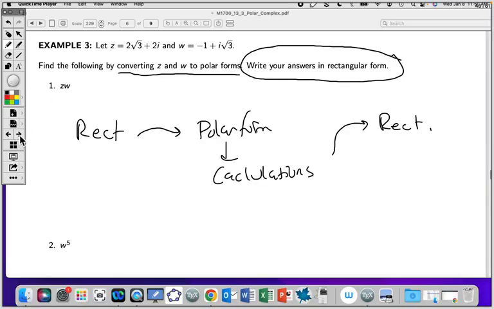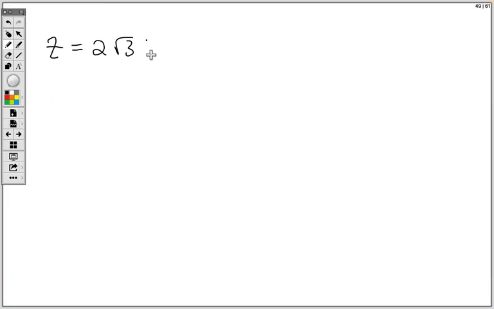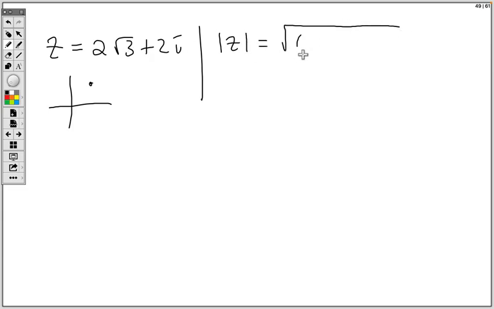So z is 2 radical 3 plus 2i. So I need to get the polar form of it. So first off, we want to plot it. So it's going to be here in quadrant 1. Let's find the modulus of z. That's the r from polar coordinates. So we take the real part squared, the imaginary part squared. 4 times 3 is 12. 12 plus 4 is 16. 4. So once again, this would be the r value associated with this. This tells us the distance from the origin out is 4 units.